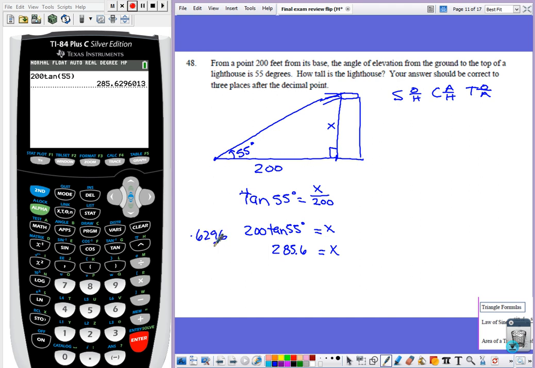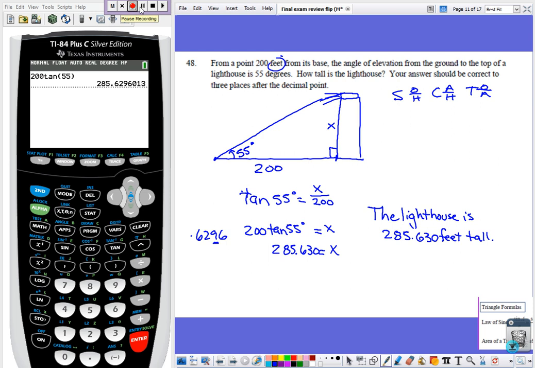We look at the third place. This 6 tells me it's going to increase. Well, the 9 isn't going to increase to 10, so that's really 30. And that would be rounded to 3 decimal places after the decimal point. Alright, and how tall is it? We're talking about feet, so the answer is the lighthouse is 285.63 feet tall. Alright, so that'd be 48.